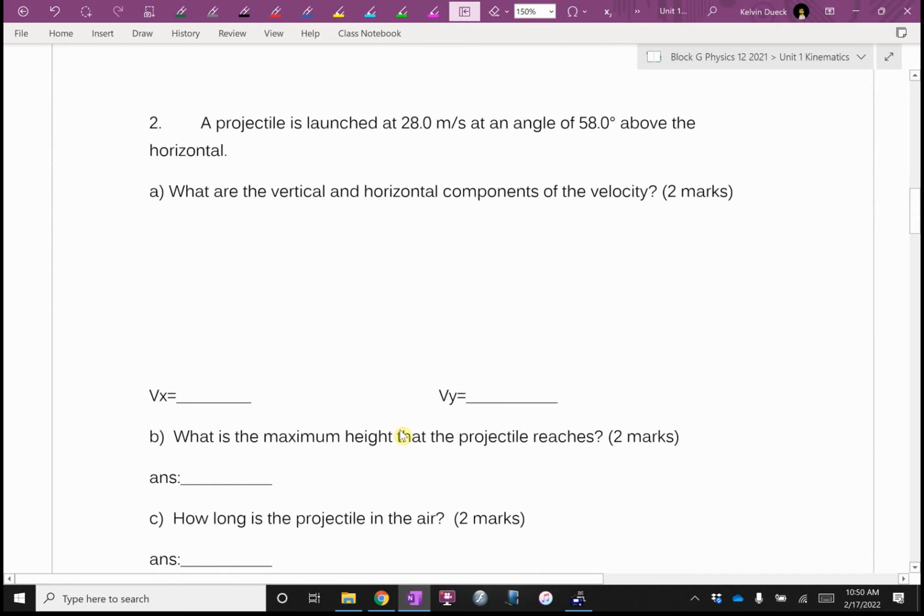A projectile is launched at an angle. Did I say angle components? Oh, in fact, it's being pretty blatant. I'm going to have to dulp. So let's see. 58 degrees looks about like this. And it's 58 degrees above the horizontal. So that's Vx. That's Vy.